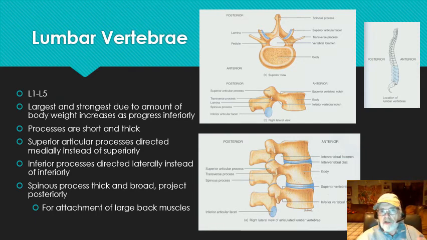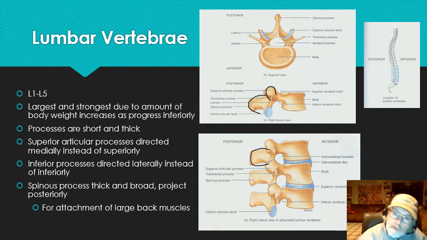What we're finding in the lumbar vertebrae is that the bodies are getting bigger, and the vertebral foramen is getting smaller. They're very large and very strong because they're bearing a lot of body weight. The processes also are very short and very thick, the transverse process and the spinous process. The spinous process is big and thick and almost directed straight back.